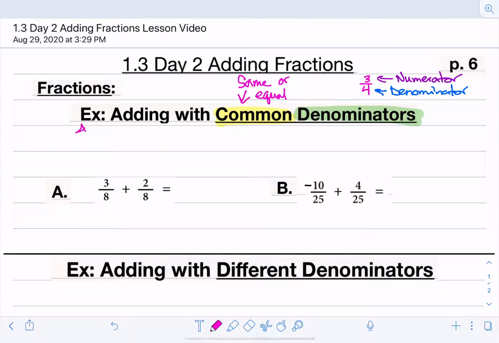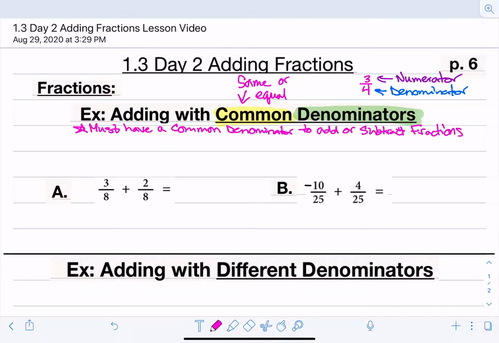So let's go ahead and write that down. Must have a common denominator to add or subtract fractions. You have to have that first. So for A and B, they already have common denominators, so we're good to go.